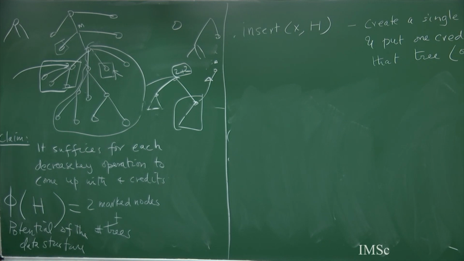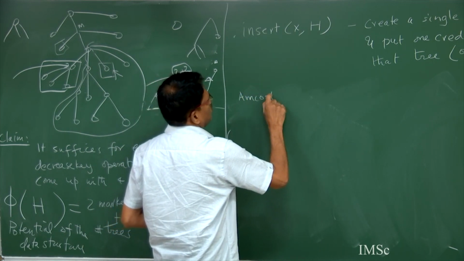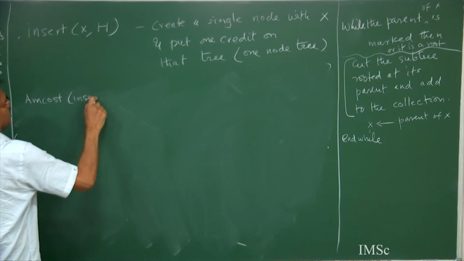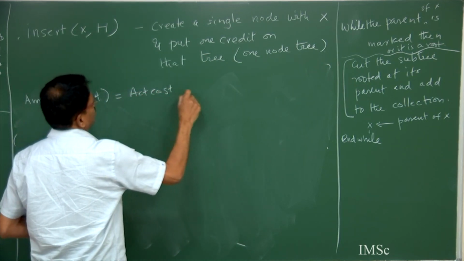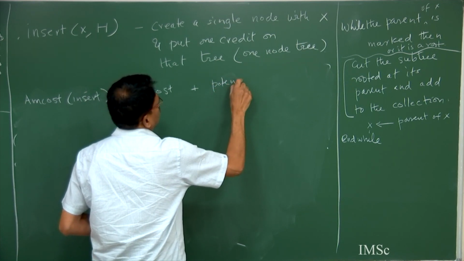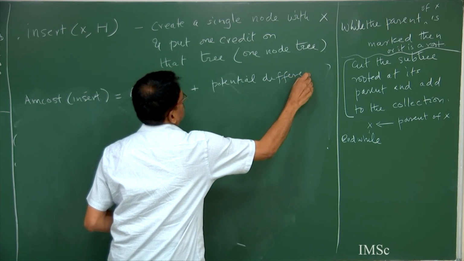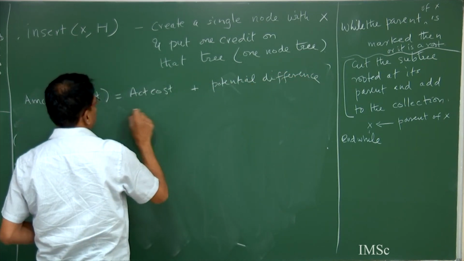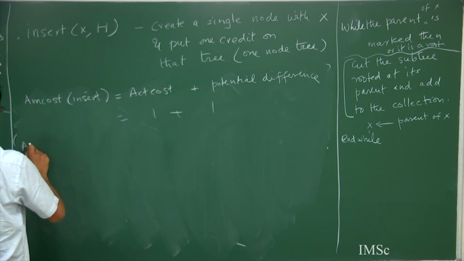Okay, so hopefully the credit argument is clear, but otherwise you can prove that the amortized cost of any of these operations is the actual cost plus the potential difference. For insert, the actual cost is 1 and the potential increase is 1.